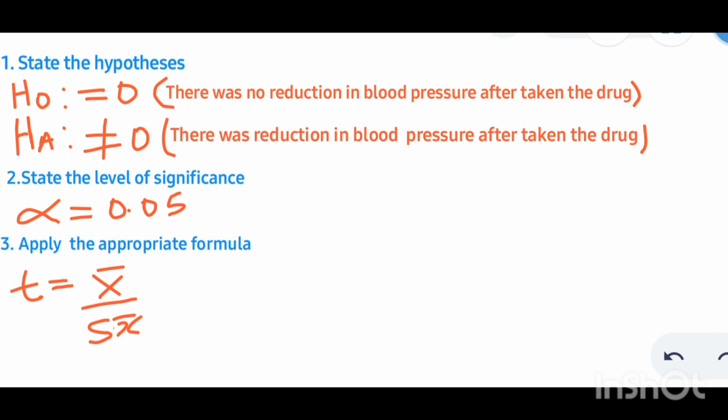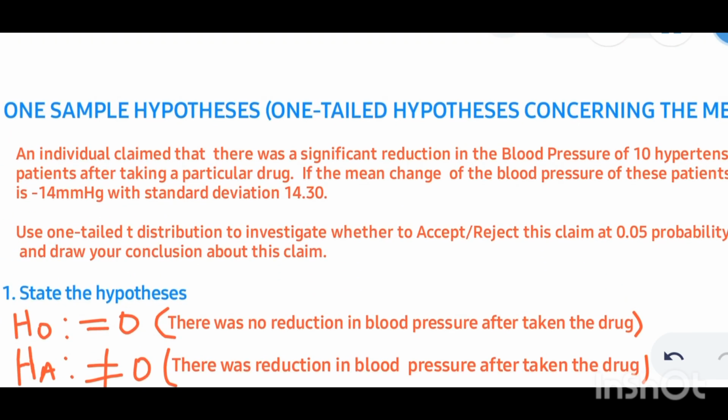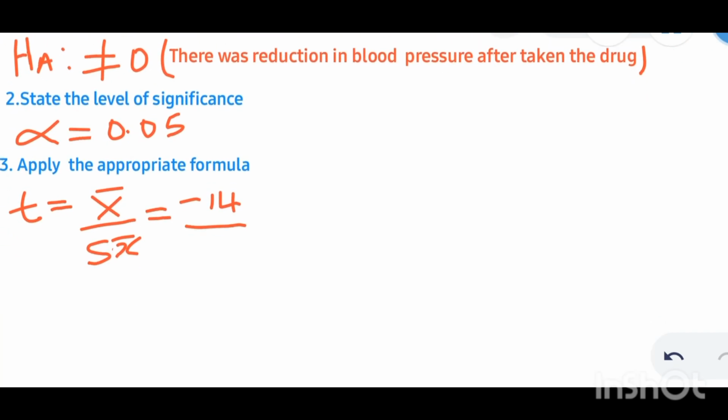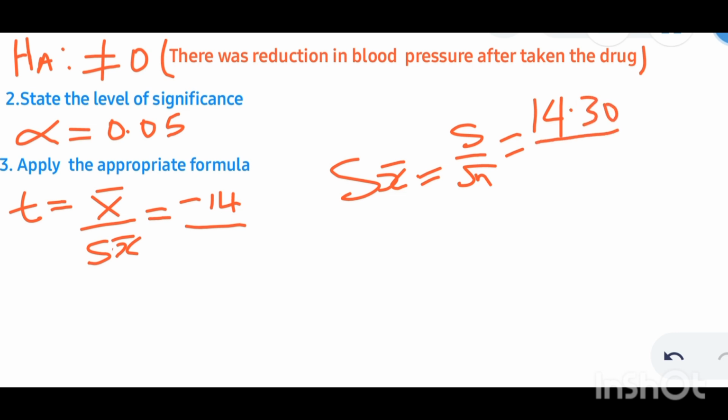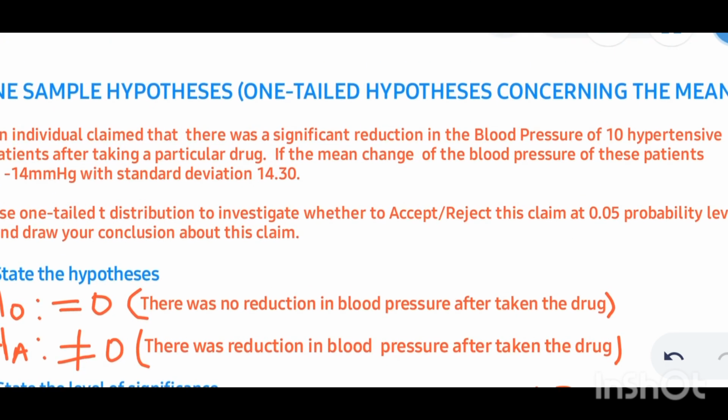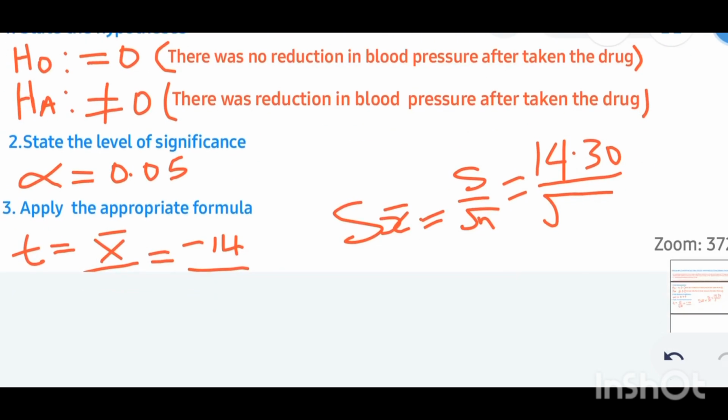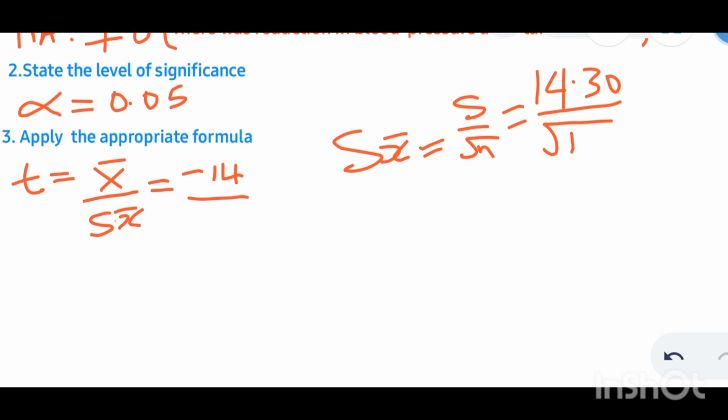So in our formula we put minus 14 over the standard error. Here, the standard error wasn't given; rather we have the standard deviation, which is 14.30. It's established that standard error equals standard deviation over root n. N here simply refers to the number of patients. How many patients? We have 10 patients. So we insert that in our formula: root 10.